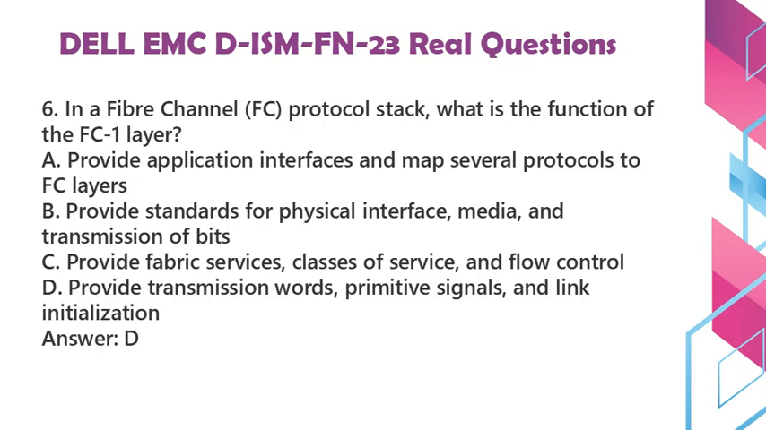6. In a Fibre Channel FC protocol stack, what is the function of the FC1 layer? A. Provide application interfaces and map several protocols to FC layers. B. Provide standards for physical interface, media, and transmission of bits. C. Provide fabric services, classes of service, and flow control. D. Provide transmission words, primitive signals, and link initialization. Answer: D.